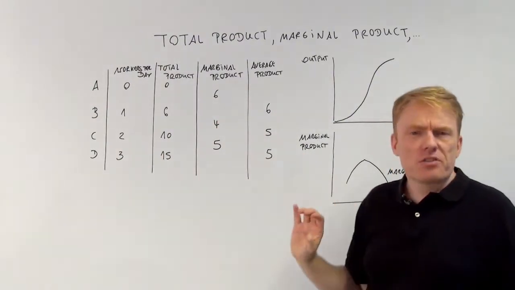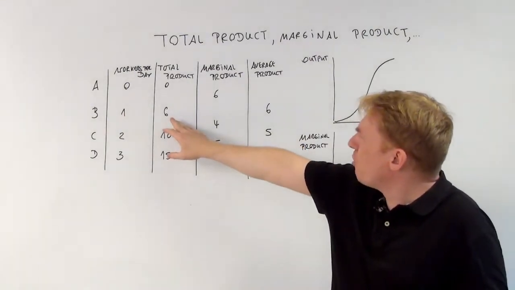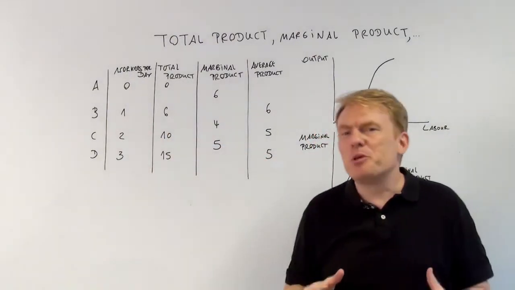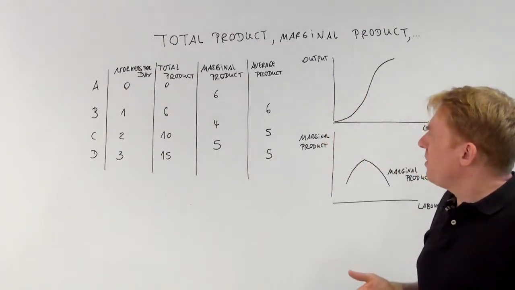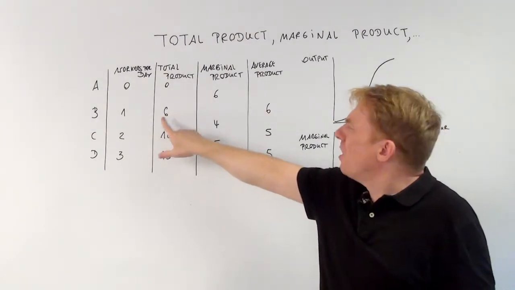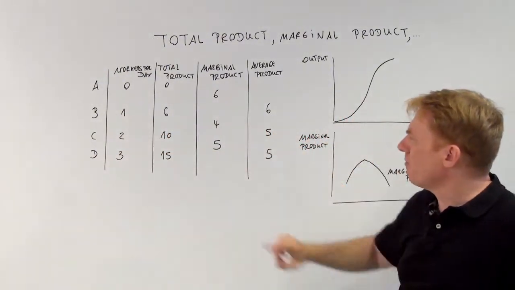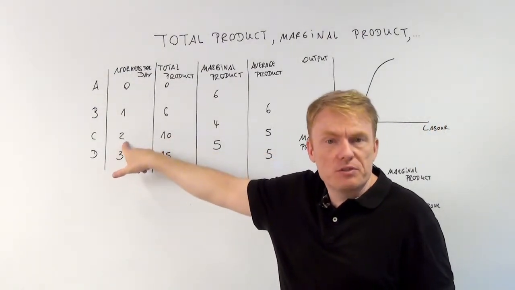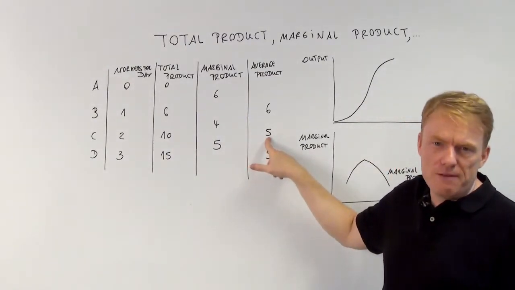What is the average product? The average product can be calculated using the following formula: total product divided by workers per day, which means output divided by input. That's just the formula, the coefficient of having the average product. Like here, 6 different books are produced by 1 worker, which means 6 divided by 1 equals 6. 10 books produced by 2 different workers means 10 divided by 2, which equals 5.